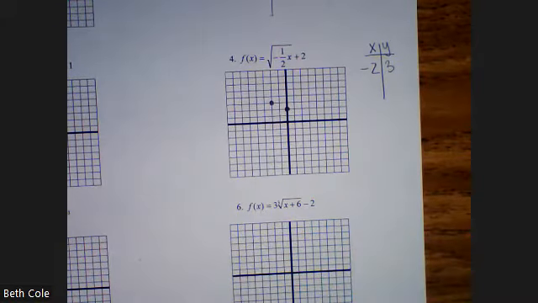Negative a half times negative 4. 2, square root of 2. It's actually 1.41. I only know that because I teach calculus. Okay, but we don't want to plot that.